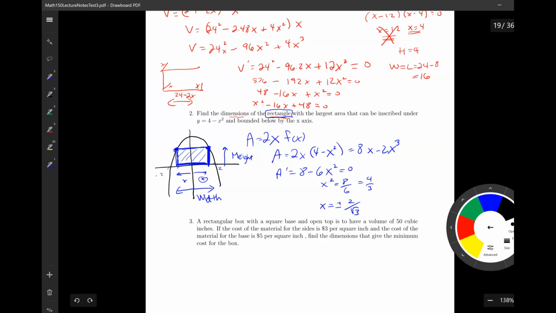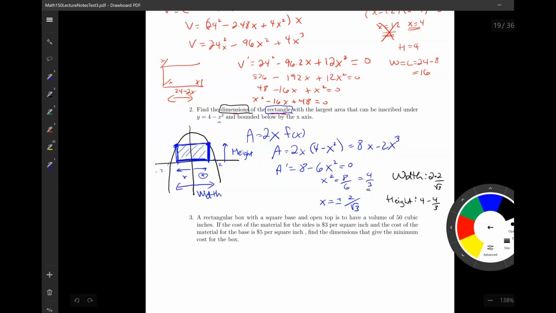So let's talk about what the dimensions of the whole rectangle would be. So the width of the rectangle would be 2 times 2 over root 3, right? Because I'd have 2 of those x's, so 2 times. The height of my rectangle would be the y value, so that would be 4 minus 4/3. That's me plugging in this 4/3 in for the x squared.